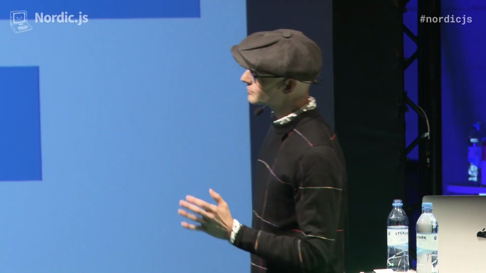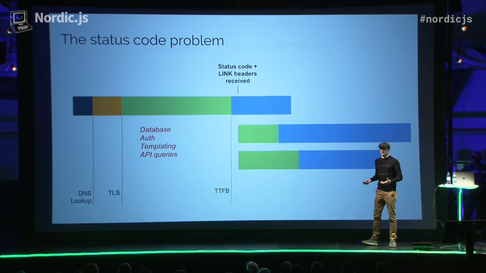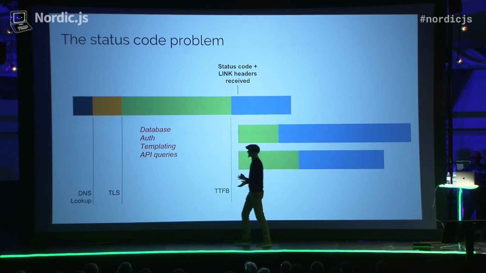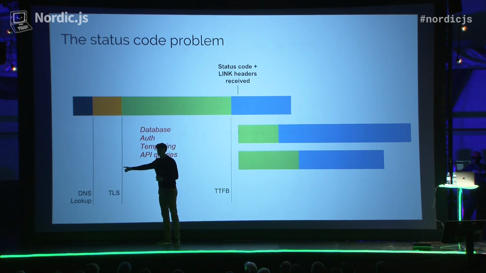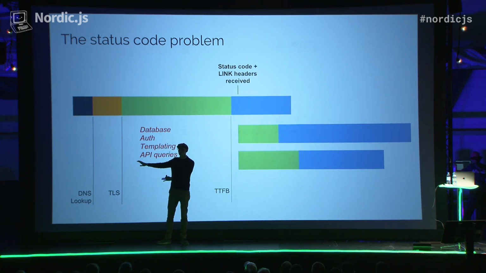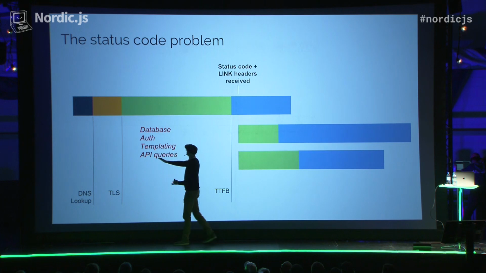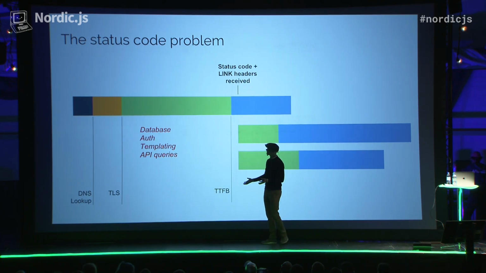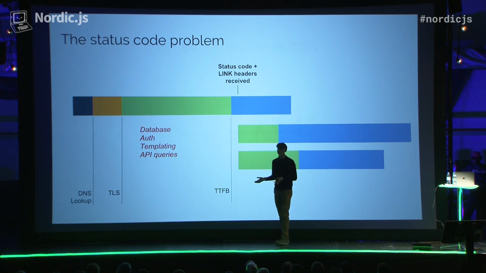So let's say you want to go to CNN.com. So you type in CNN.com, and the first thing we do is a DNS lookup. And then we negotiate a TLS connection. And there's nothing else we can do during that time, so that's fine. But then we have all of this time here when the server is just thinking about stuff. And it's deciding whether your request is going to be successful or not.